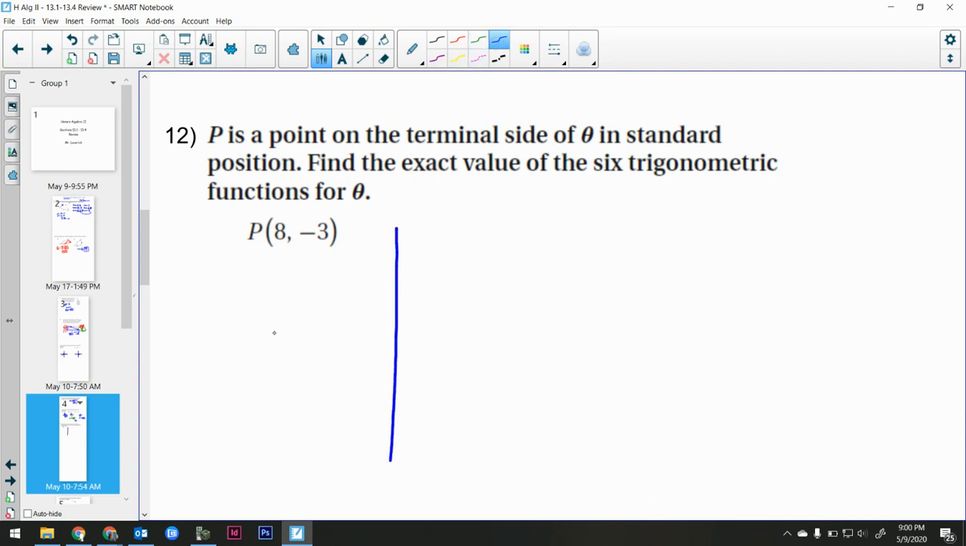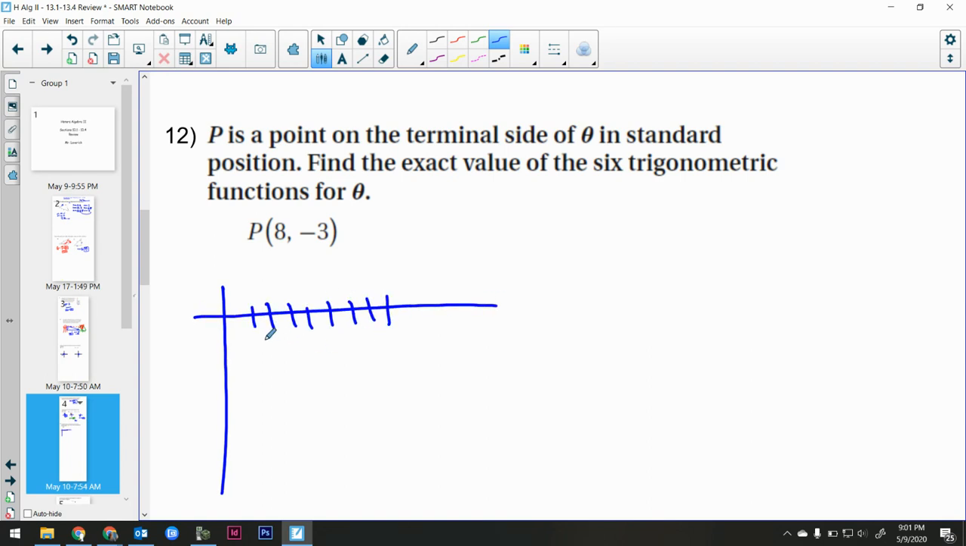Okay, first thing I want to do is plot the point. So, you know what? I don't need a full axis here. 8 comma negative 3. Where is that? 8 comma negative 3. 1, 2, 3, 4, 5, 6, 7, 8. 1, 2, 3. So somewhere out here, there is point P. Okay, so here is my angle. Point P is on the terminal side of theta.